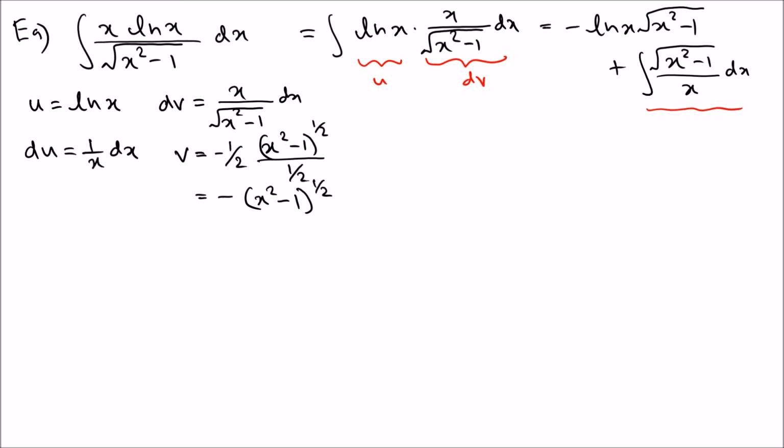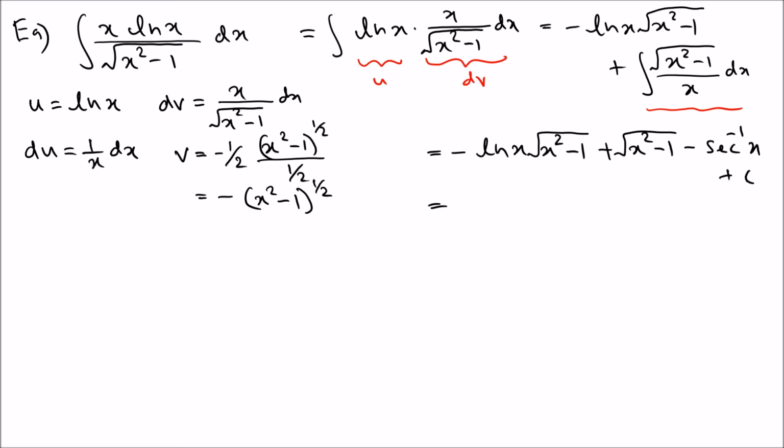So finally we get the answer as negative ln x times the square root of x squared minus 1, plus the square root of x squared minus 1, minus secant inverse x, plus c.